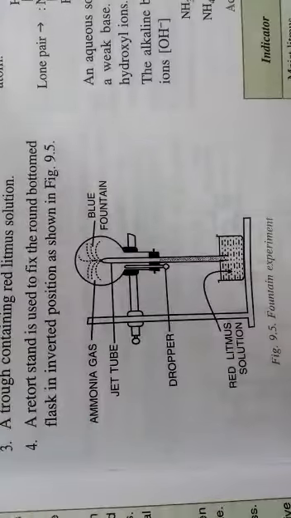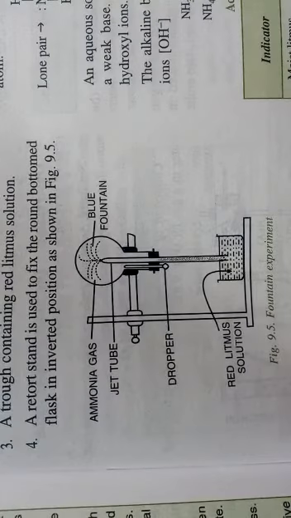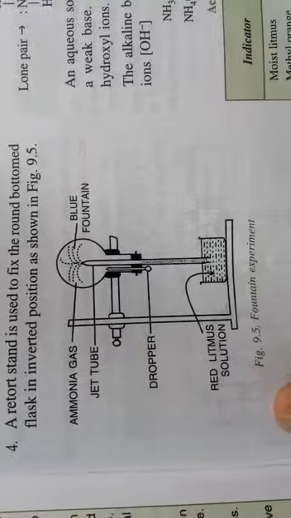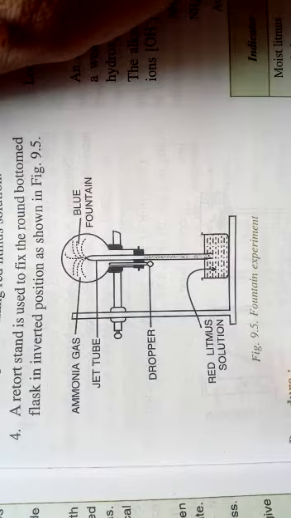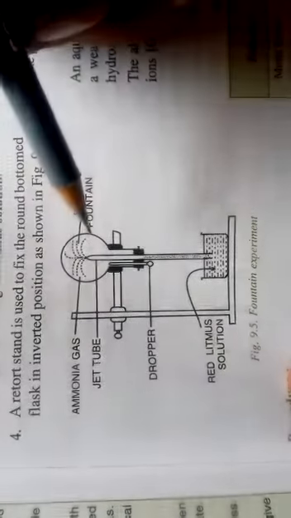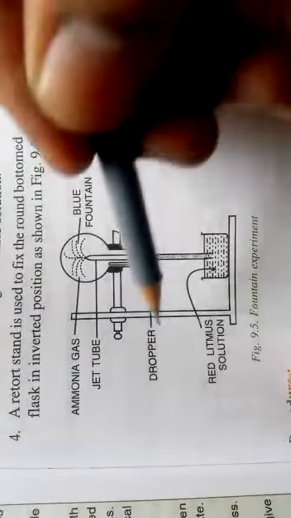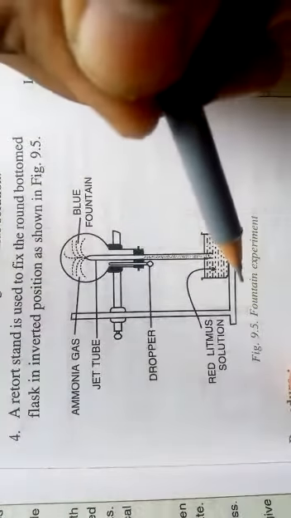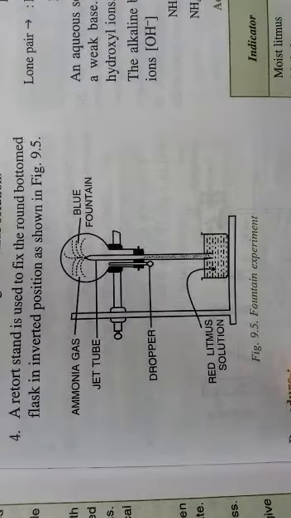The process of the fountain experiment is just the same as what we have done in the HCl chapter. In HCl and ammonia, all the setups are the same. We are taking a round bottom flask, trough, dropper, water, and litmus solution. In HCl, blue litmus solution turns to red and makes a fountain.